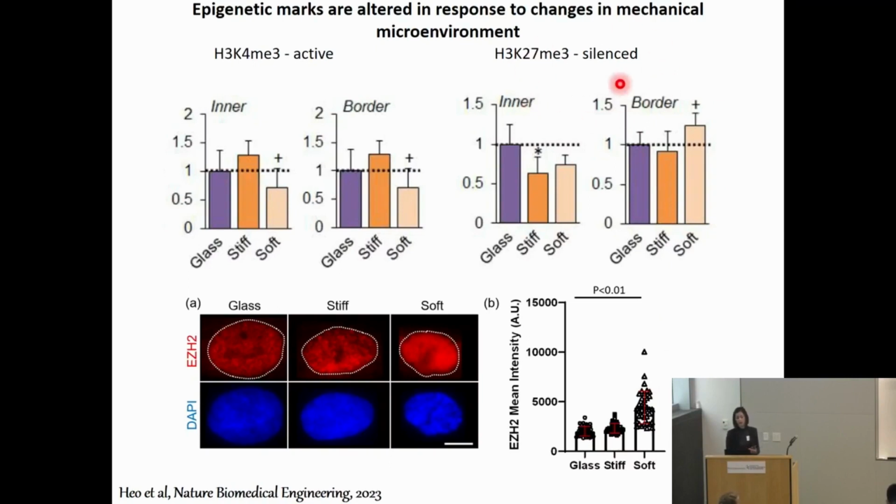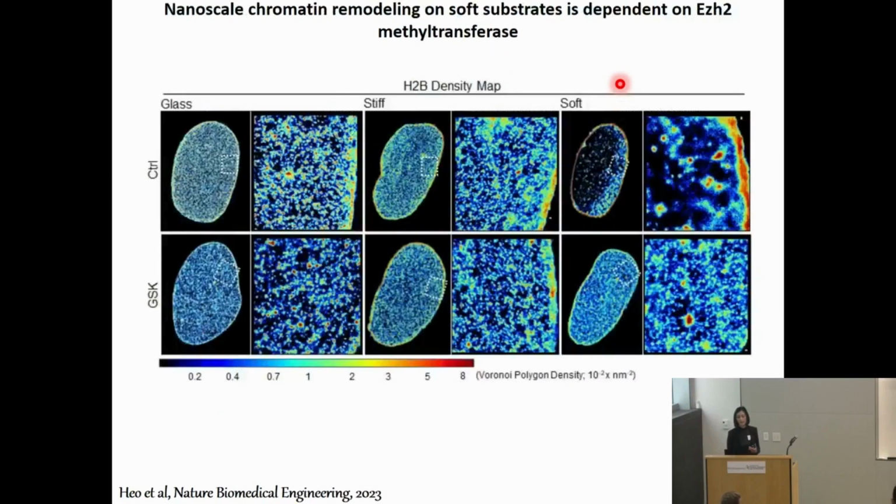So we wondered, is this methylation dependent? To look at this, we used GSK, a potent inhibitor of EZH2. If we treat the cells with GSK and put them on soft substrates compared to untreated cells, we no longer see that spatial remodeling. So we can partially abrogate the spatial remodeling by inhibiting EZH2. So this is partially methylation dependent.